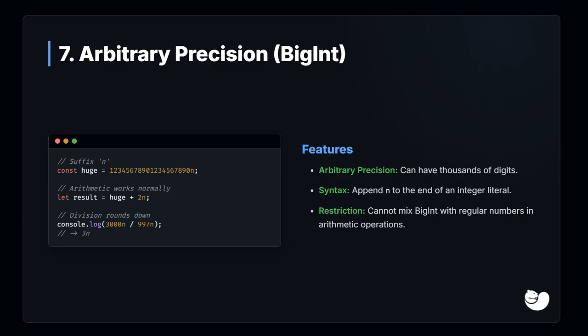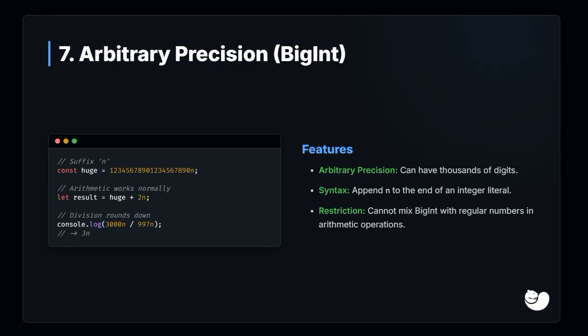For a long time, JavaScript was limited by that safe integer threshold we mentioned earlier. If you needed to track 64-bit IDs from a database or perform high-precision cryptography, you were out of luck. Enter BigInt, a primitive type specifically designed for arbitrary precision integers. You create a BigInt by appending the letter n to the end of an integer literal. This value can grow as large as your computer's memory allows, preserving every single digit perfectly.